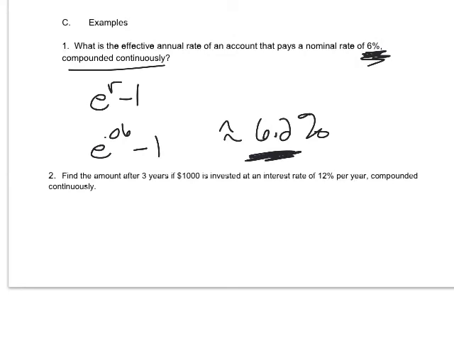All right, find the amount after 3 years if $1,000 is invested at 12% a year, compounded continuously. You're going to use B is equal to P times e to the RT. I want you to figure out where these numbers are going to go, and we will go over that in class together.